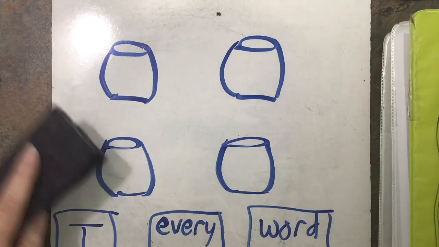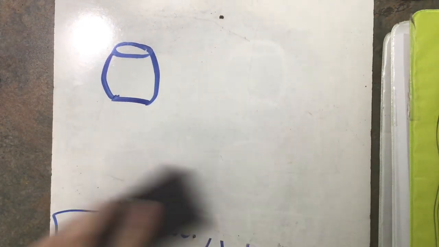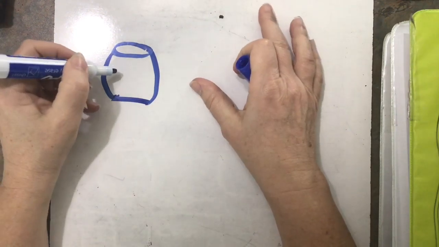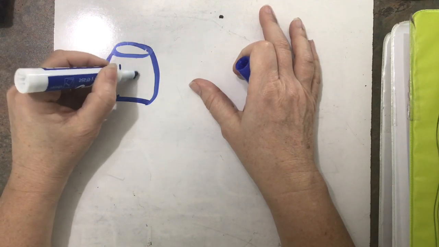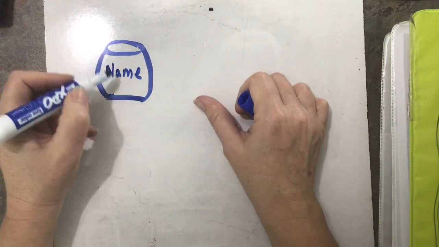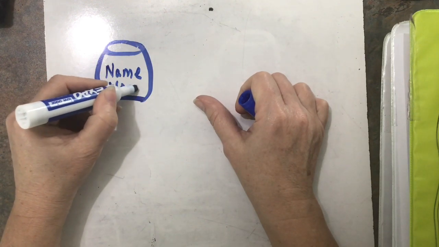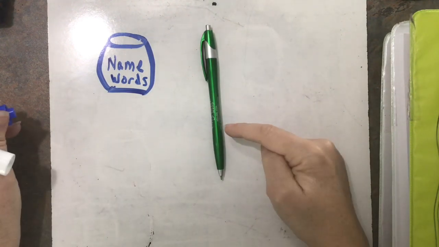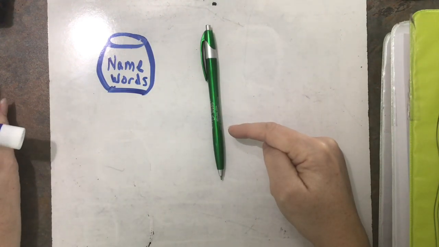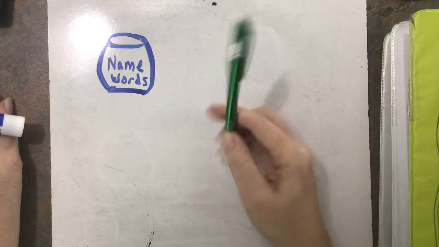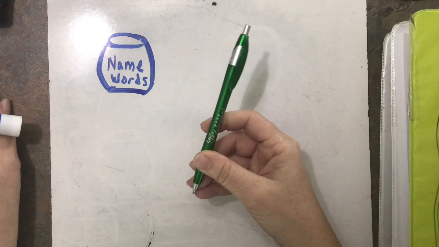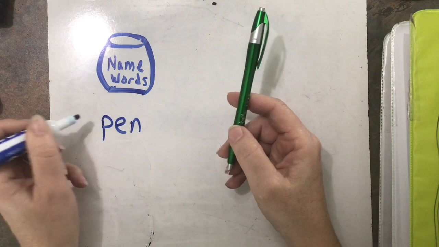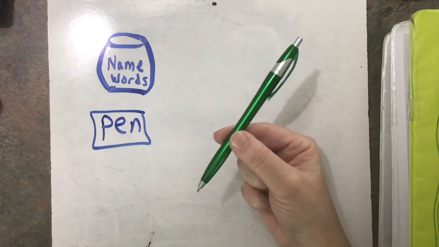The first one, we're only going to look at the very first barrel, just the first one, okay? We're going to call this the name words. If I wanted to know what this was, I would have to give it a name. What do we call this thing? We call it a pen. This is a pen and it has a name, pen.